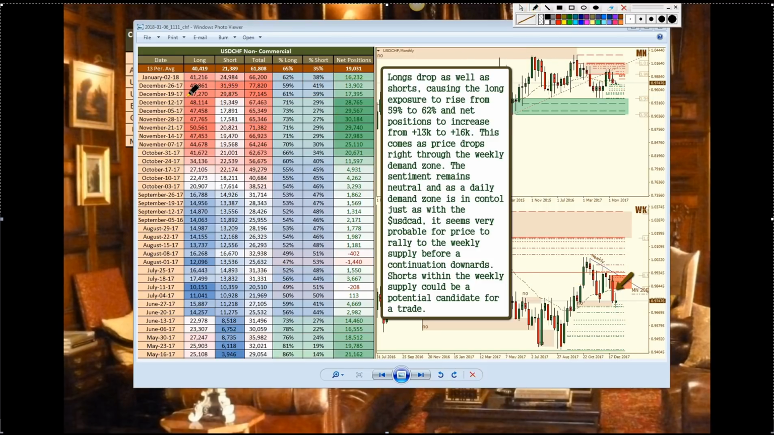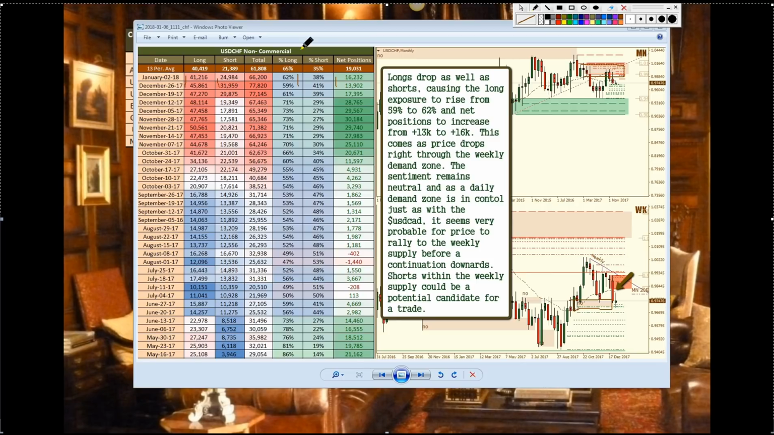Now we have US dollar, Swiss franc. We've got that monthly area of supply in control. Price is breaking through a weekly area of demand right here. As that happens, long exposures drop from 45,000 to 41,000, and short exposure drops from 31,000 to 24,000. The net effect is long exposure increases from 59% of the overall portfolio to 62%. Net positions increased from positive 13,000 to positive 16,000.